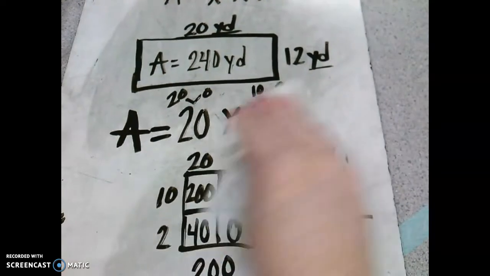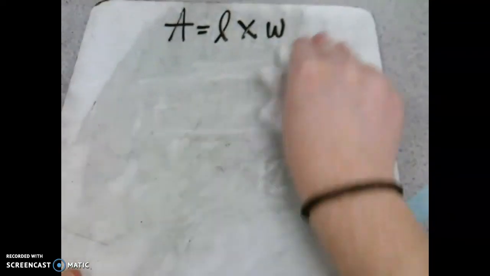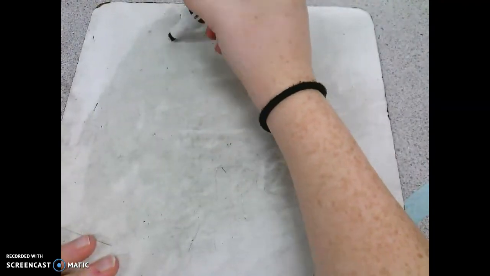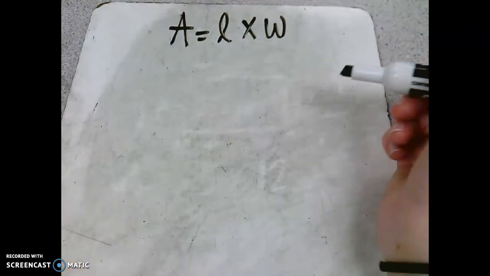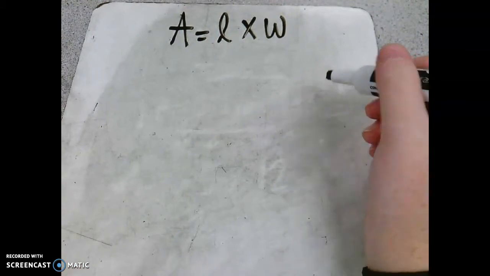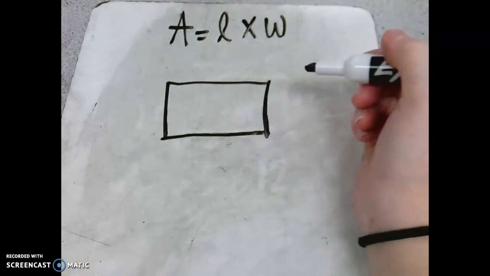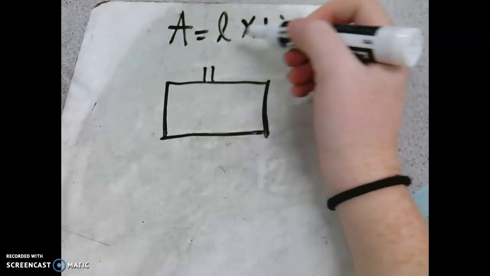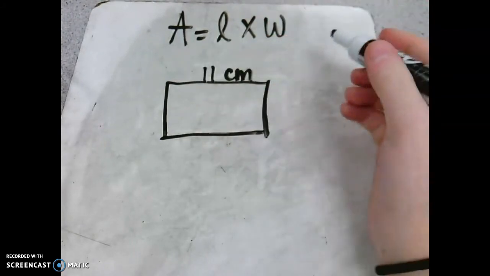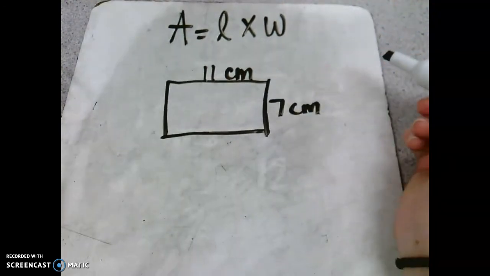Okay. Let's do another one. So let's write our formula so we don't forget it. Area equals length times width. Okay. All right, on this one we have another rectangle which is, let's see, 11 centimeters on one side, then 7 centimeters on another side.